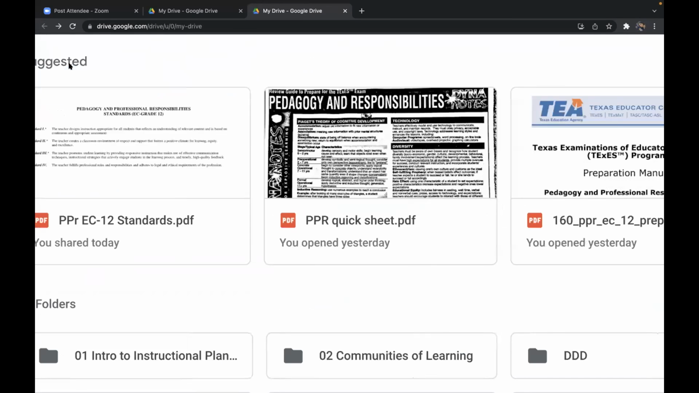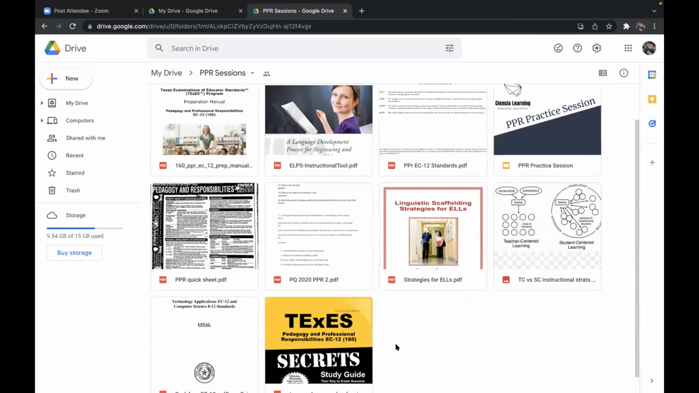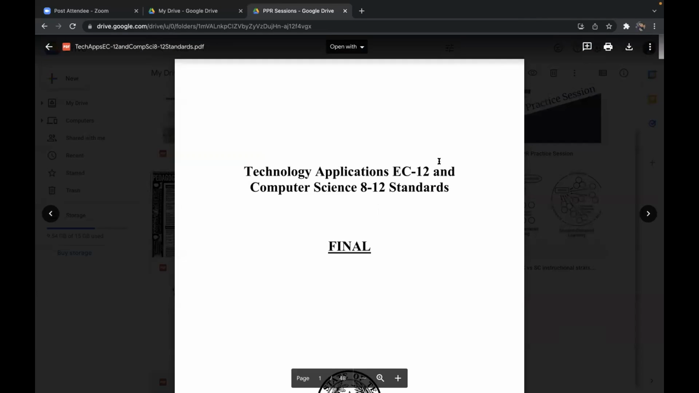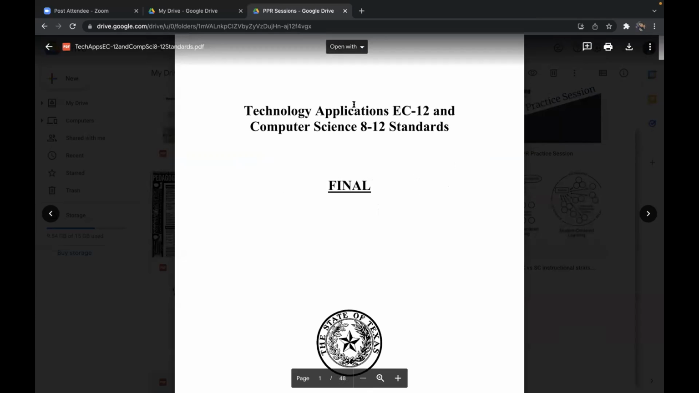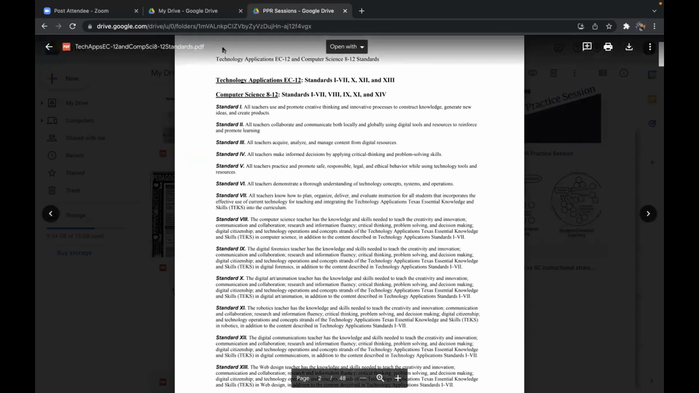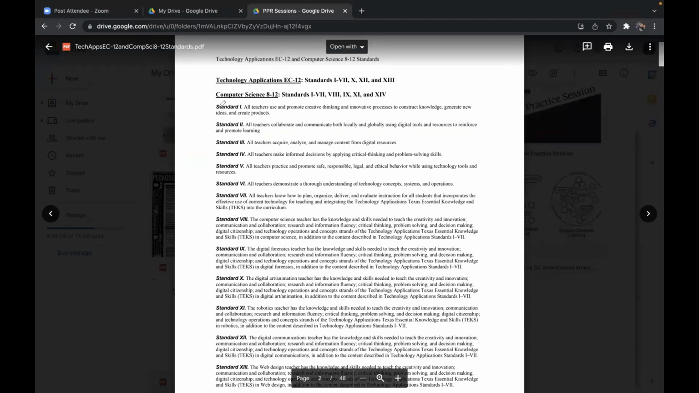As a result of it, the state added those 7 standards from the technology applications content area. So this is the technology applications EC through 6. That is a content area, and computer science is a different content area. But your domain 3 includes standards 1 through 7. And they're not going to ask you super detailed questions, right? Because this is only 33% of the exam, and it's in a domain that also covers standard 1 and 3.